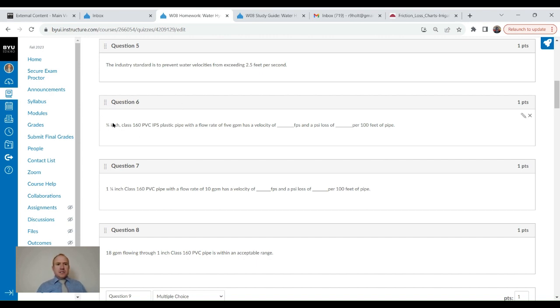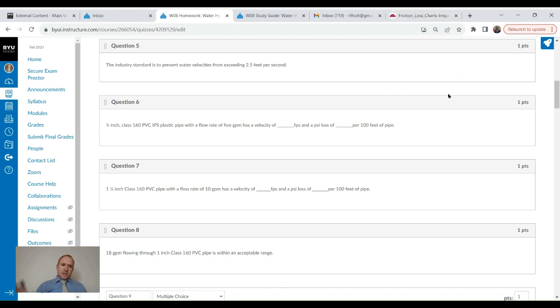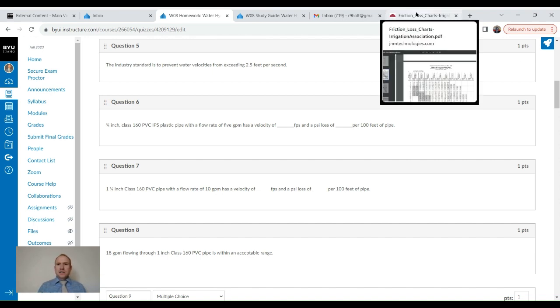Question 6 is asking: 3/4 inch class 160 PVC IPS plastic pipe with a flow rate of 5 gallons a minute has a velocity of blank feet per second and a PSI loss of blank per 100 feet of pipe. Now, to answer this question, we need our charts. If you've got the textbook, it's Appendix B, and these Class 160 are right at the start of Appendix B. If you don't have the textbook, I'm going to send you a link for these charts.